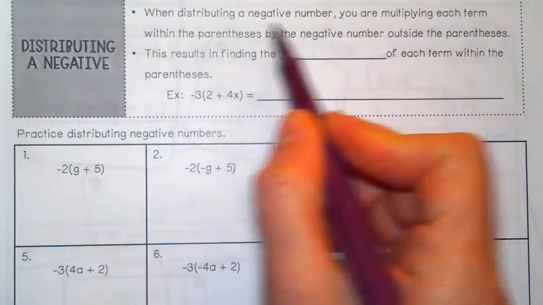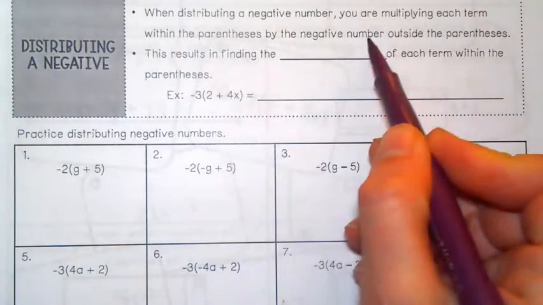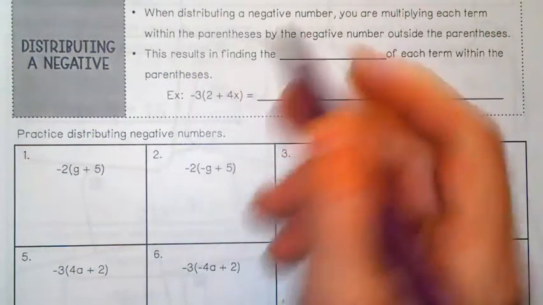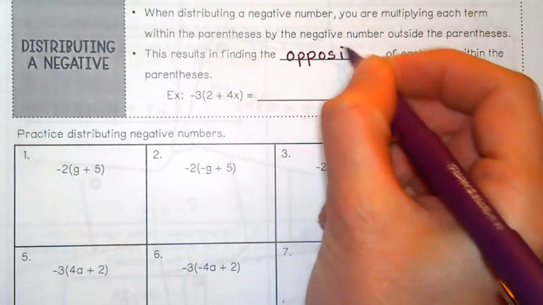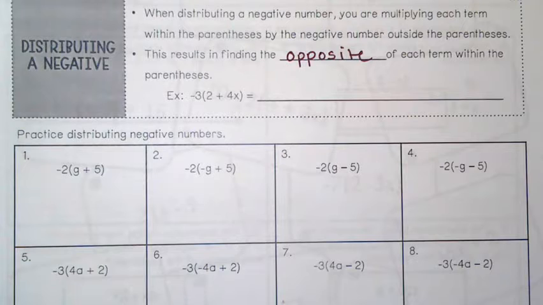When distributing a negative number, you are multiplying each term within the parentheses by the negative term outside the parentheses. This results in finding the opposite of each term within the parentheses. We're going to look specifically at what that looks like. In fact, there's an example right here.